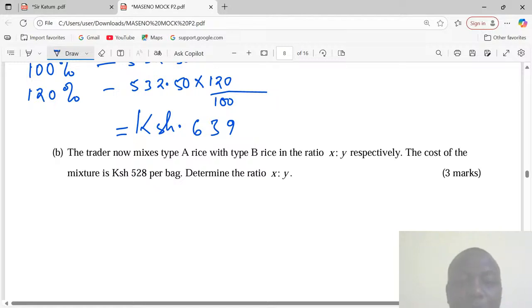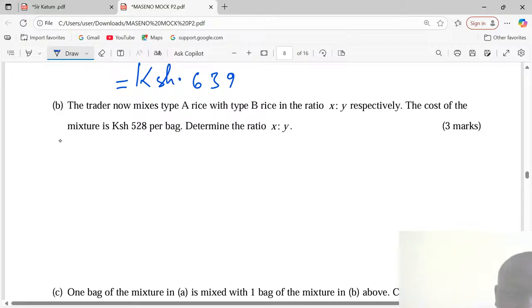The trader now mixes type A with type B in the ratio X, Y respectively. The cost of the mixture is 528 Kenya shillings per bag. Determine the ratio X:Y, the ratio into which A and B were mixed. So the ratios are X and Y. Remember, A is costing 600 and B is costing 420. But now we are coming with a mixture that's going to cost 528.